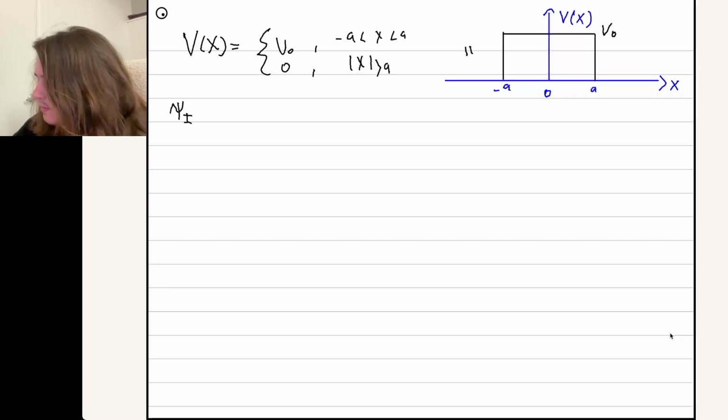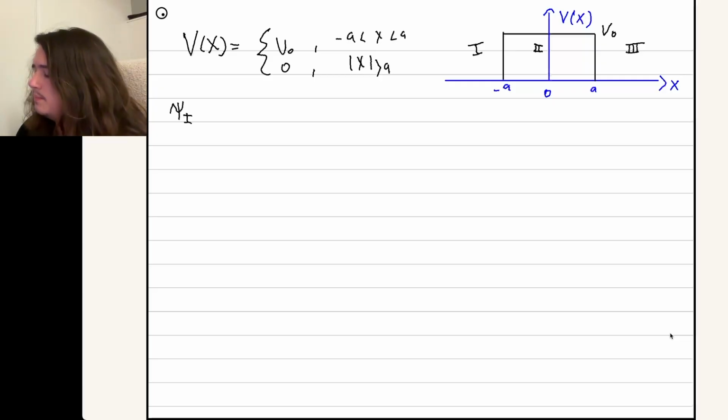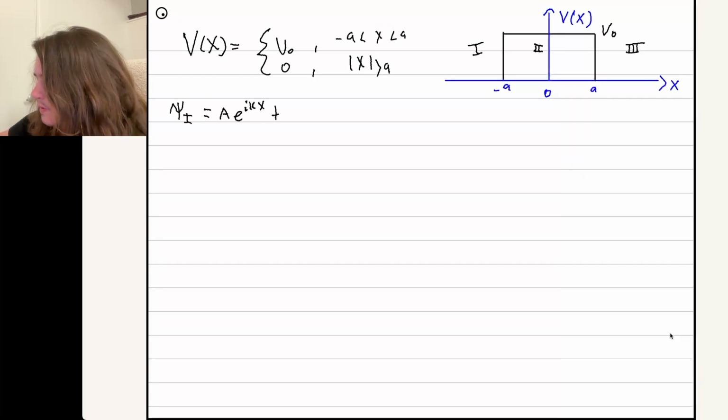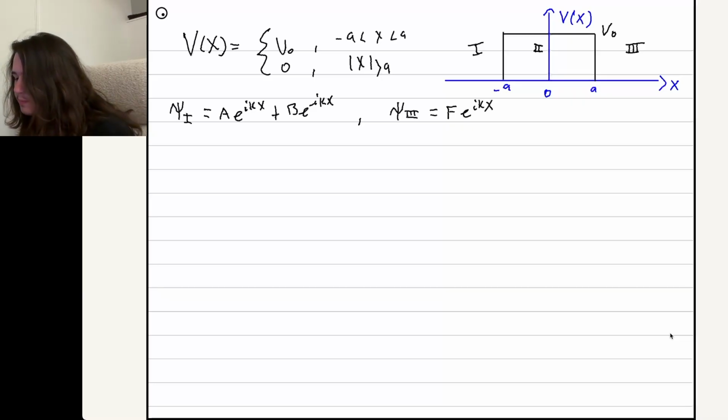Let me label the sides of the graph. This is going to be region 1, region 2, and region 3 for future reference. And so, much like in the book, the region 1 wave function is A e to the ikx plus B e to the minus ikx. And then the region on the right of the potential, so psi 3, is going to be F e to the ikx, assuming scattering from the left. So that's all cool.